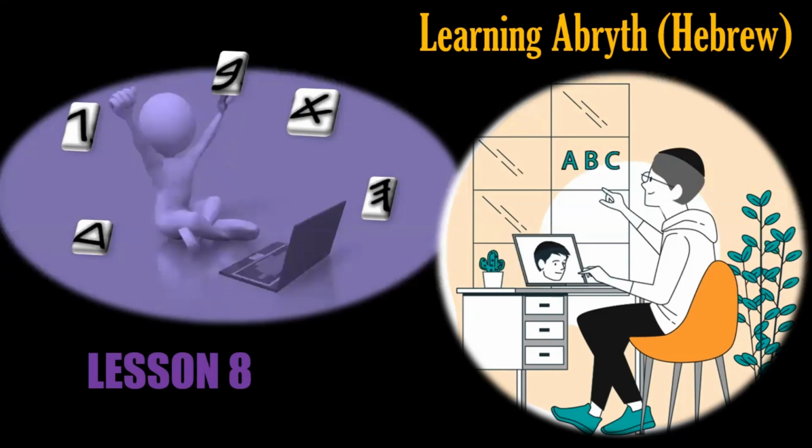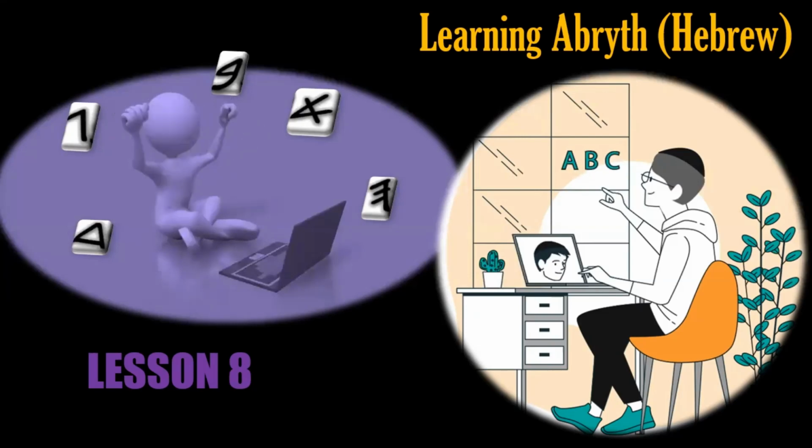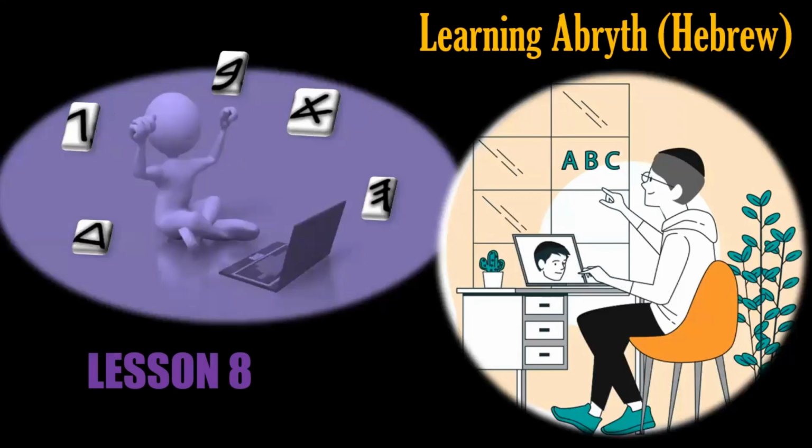Abryth, TH at the end, is the noun of the word. Abri, without the TH, is the adjective form. So the name of the language is Abryth with the TH. However, in describing the people, if you are saying they are Hebrew people, then you would say Abri without the TH. So Abri people speaking the language called Abryth. So the description is Abri. The noun is Abryth.